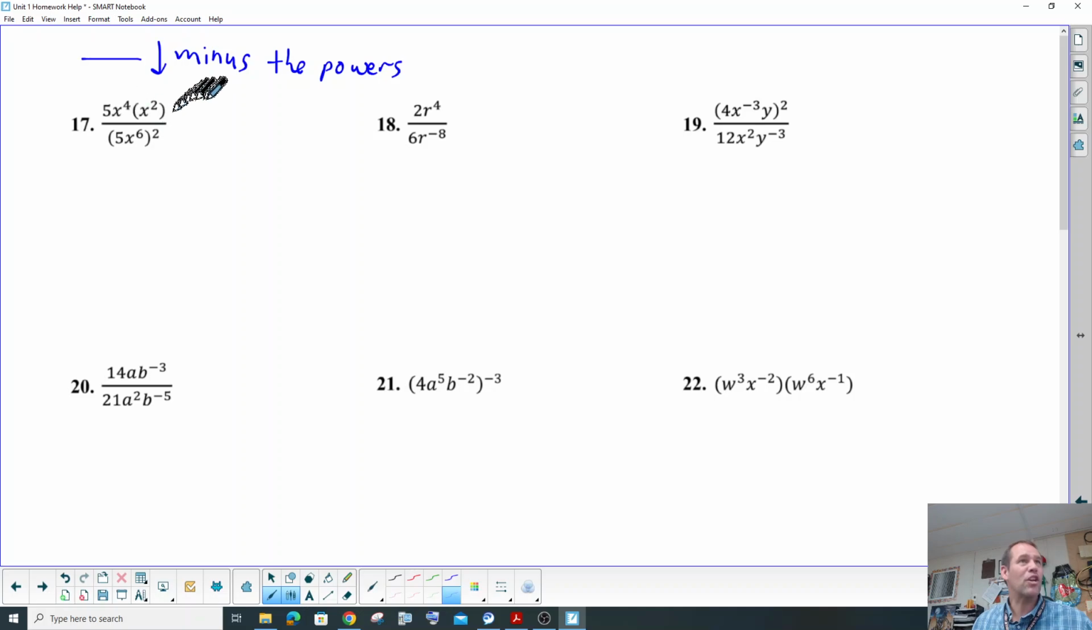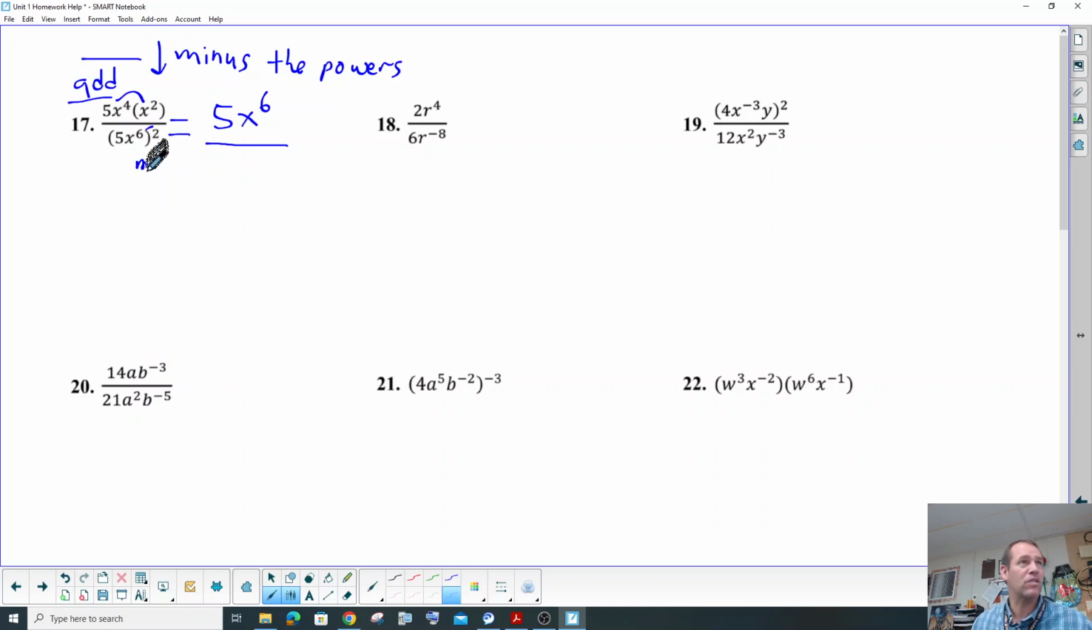Okay, let's see here. So first, we could multiply this one out, actually, and then we can minus the powers. Why don't we do that just in case we don't make a mistake? Because I'm worried you're going to minus those too soon. Don't do it yet. So let's multiply, which means add the powers first. So then we get 5, and then x to the fourth times x squared. So we're going to add the powers. Good.